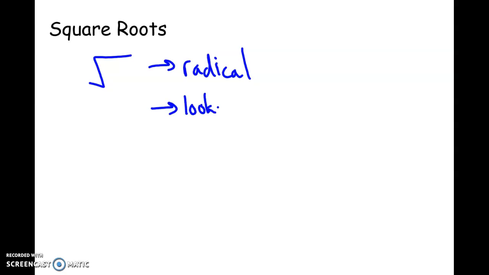So square roots, first of all, here's the symbol for it. And this symbol we call the radical. And so for those of you when you get to algebra, we'll talk more about this and we'll make things a little more complicated. But that means that we're taking a square root. And what a square root is, we are looking for two identical factors.